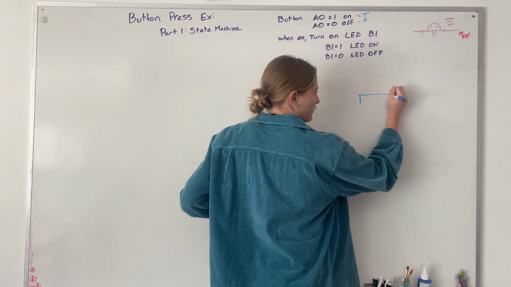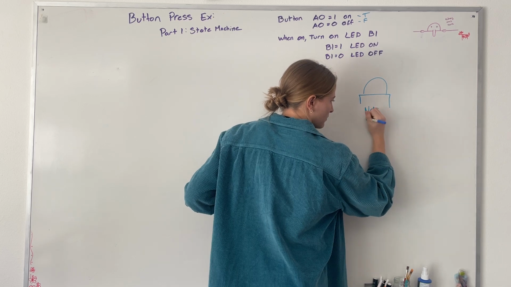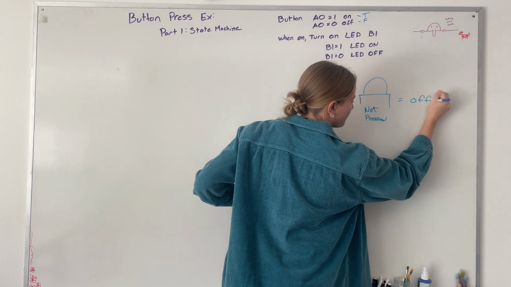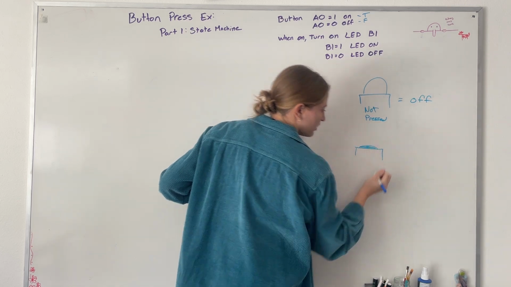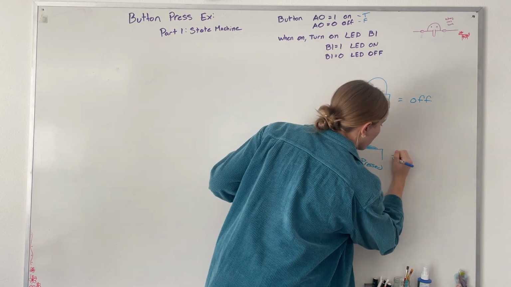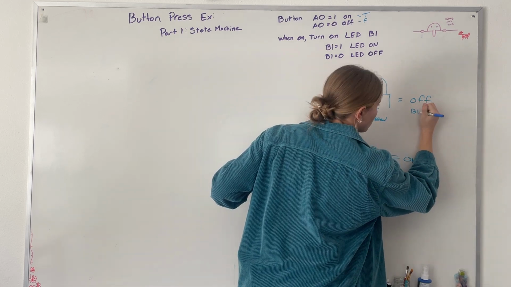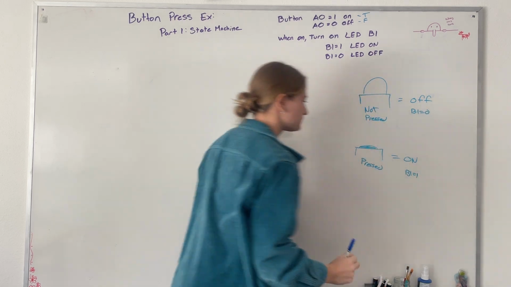To draw a quick little photo of this, here's our button. It's not pressed. That's going to be off. And when our button is pressed, we'll do a little nice drawing. That's pressed. We want that to be on. In our off state, remember we want B1 to equal 0, and when it's on, we want B1 to equal 1.